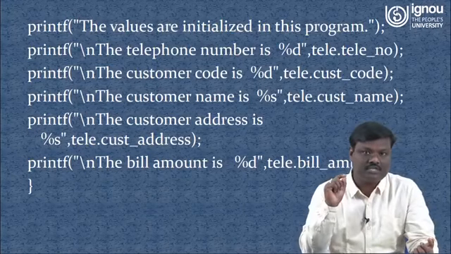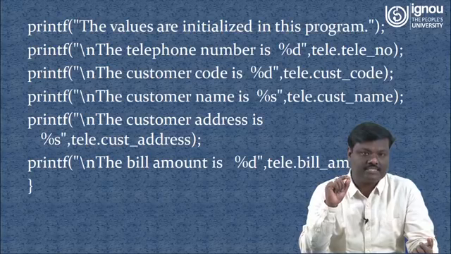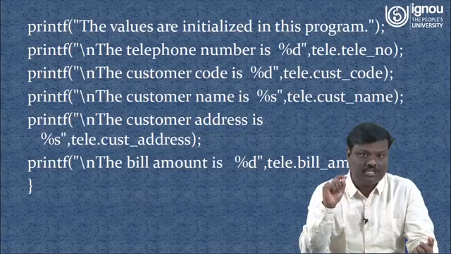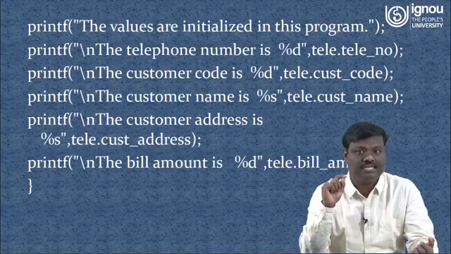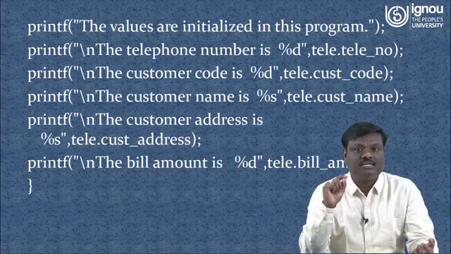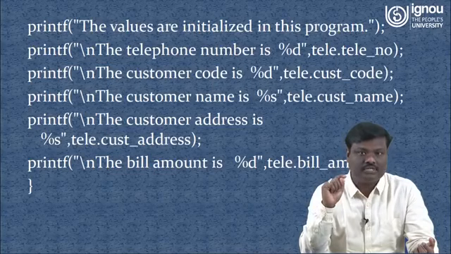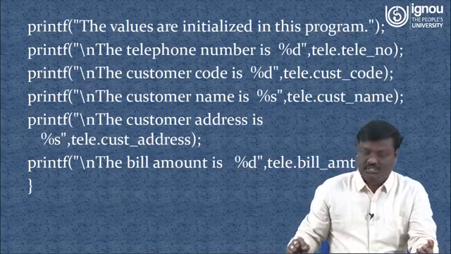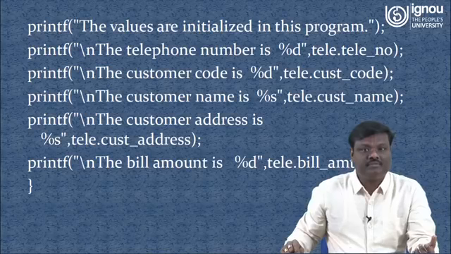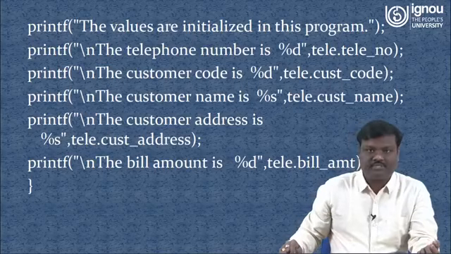So here you can observe whenever we are trying to access or print the appropriate telephone number, customer code, customer name, etc., you can see the dot operator is being used along with the structure variable, TELE dot tele number, and then in order to print the customer code, once again the structure variable TELE dot customer code. So you can observe over here that whenever we want to access the members of the structure, we have to use the structure variable, dot, and then the members of the structure.